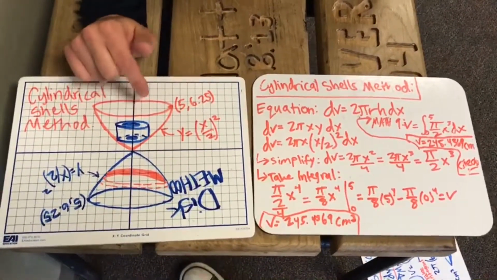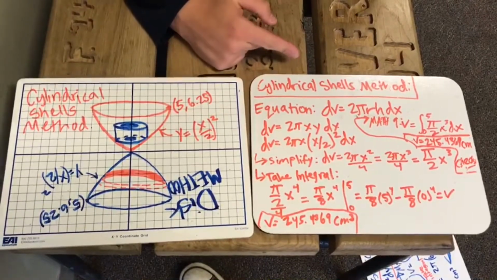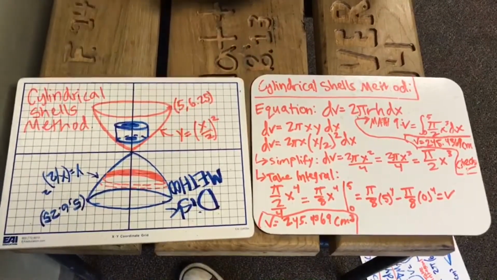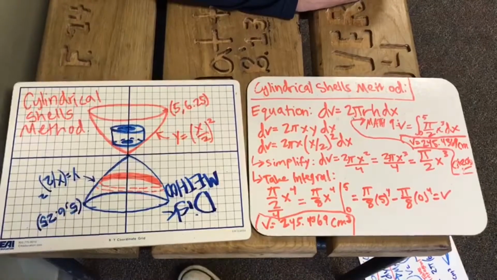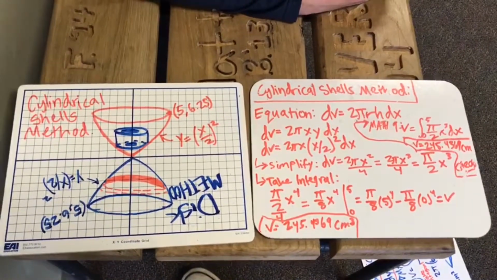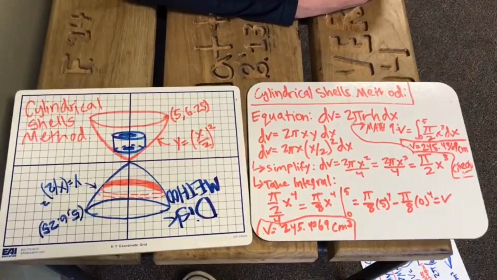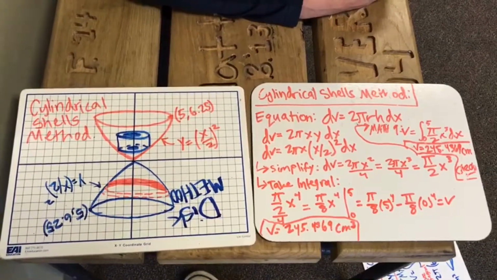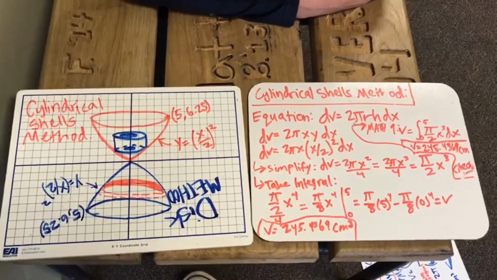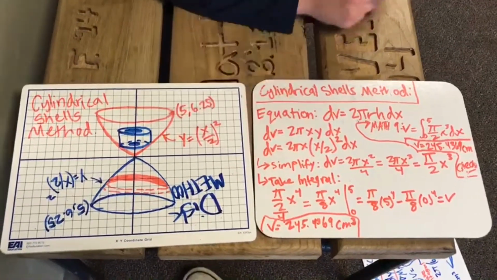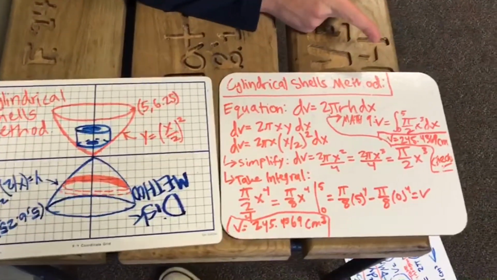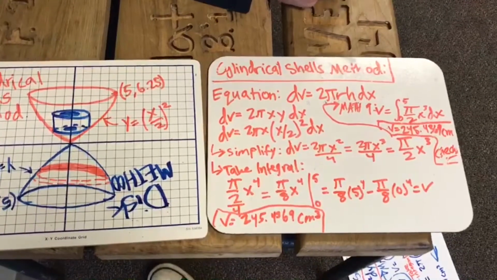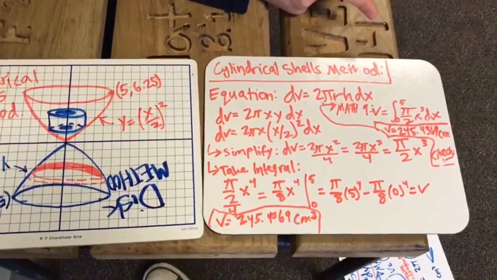Now we're just substituting in our original equation for y and putting everything in terms of x. So we have dV equals 2 pi x times (x over 2) squared dx. Now you're going to want to simplify this before plugging it into Math 9. So you can simplify all this down to pi over 2 times x to the third, and then that's your equation. You can just plug into Math 9.